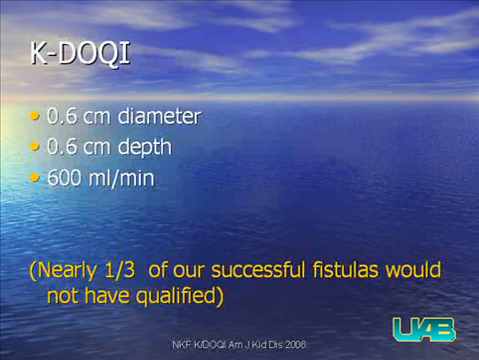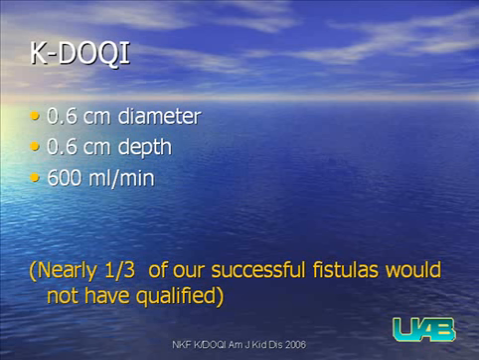Whereas these criteria were based on a research study, there are differing criteria from the National Kidney Foundation, or the KDOQI guidelines, which basically have a 6 millimeter diameter, 6 millimeter depth, and 600 milliliter per minute thresholds. This is different from our 4 millimeter diameter, 5 millimeter depth, and 500 milliliter per minute thresholds. To our knowledge, these criteria were basically developed on a consensus panel and are not actually shown by research data. If we were to use these criteria in our patient population, nearly 1/3 of our successful fistulas would not have qualified for fistula formation by their guidelines.